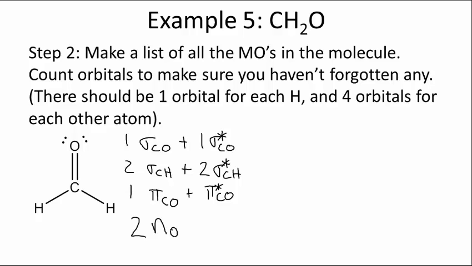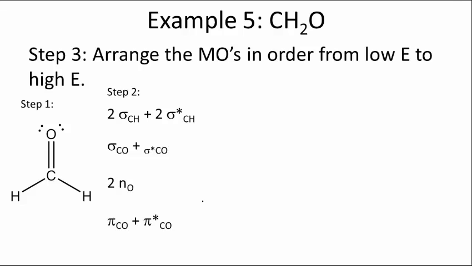All right, so we should have a total of 10 orbitals because we have a carbon atom and an oxygen atom, 4 for each of those, and then 1 for each hydrogen. Should be 10 orbitals. I have 1, 2, 3, 4, 5, 6, 7, 8, 9, 10. 10 orbitals. All right, so my orbitals are accounted for.